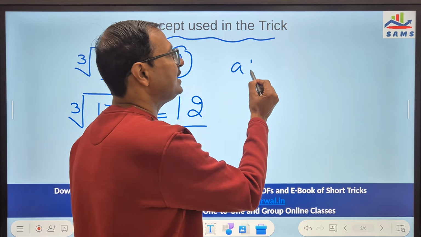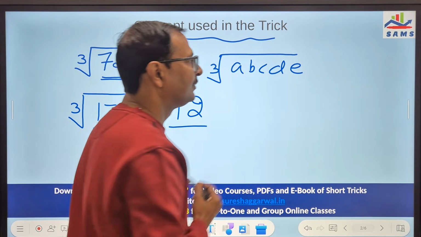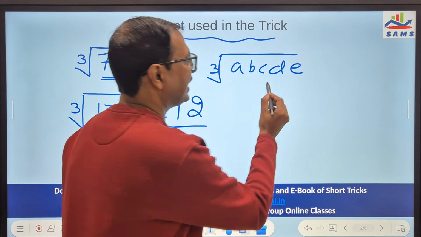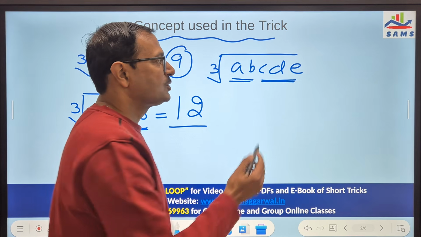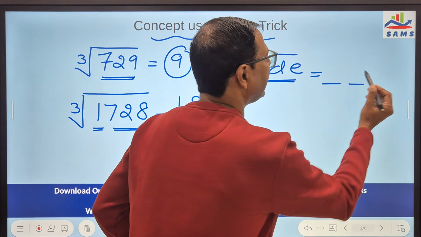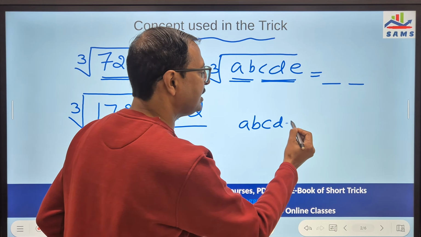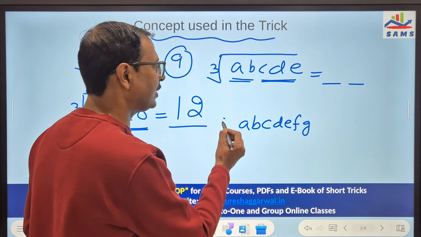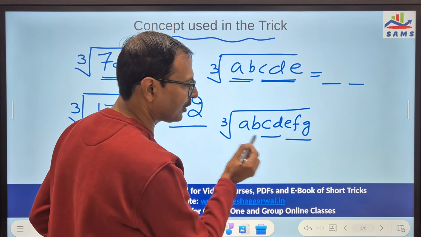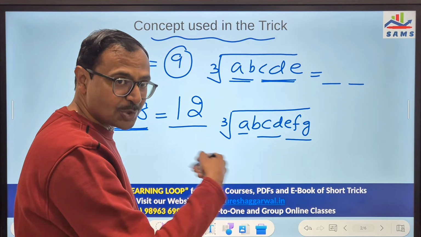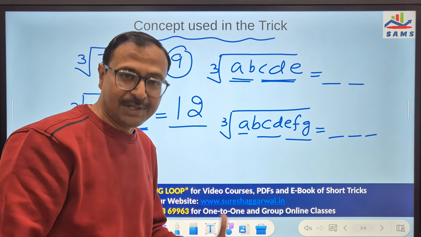Likewise, A, B, C, D, E, 5-digit number, and you are finding the cube root. I must tell you that this forms a triple and this is a doublet. So you have 2 lines, so your answer will be a 2-digit number. How about a 7-digit number? A, B, C, D, E, F, G. And you are finding the cube root. 3 from the right hand side, 3 from the right hand side, and 1 single. So I have to put 3 lines. So my answer will be a 3-digit number.